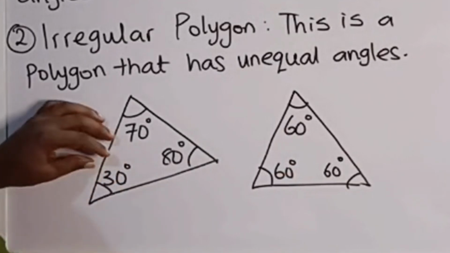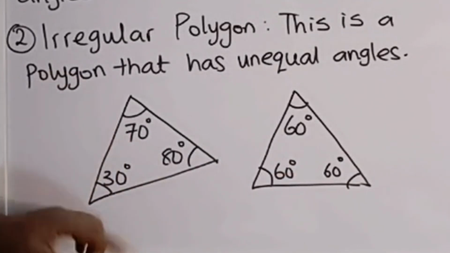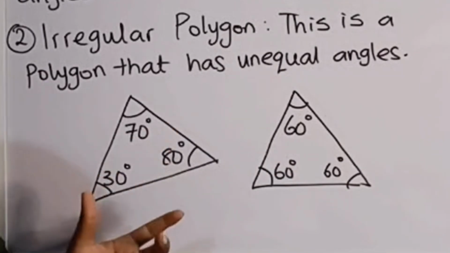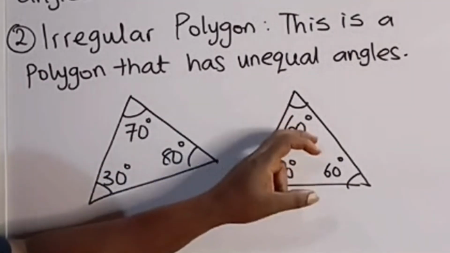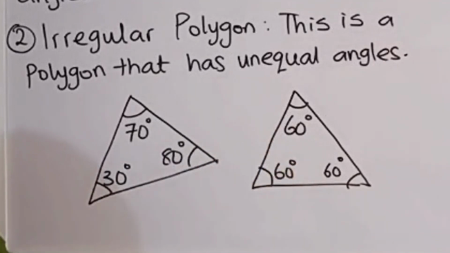But this triangle is an irregular triangle. The reason is the angles are not equal. Therefore, the sides will not be equal. This is a regular triangle because all the angles are equal. So a triangle can be a regular triangle. A triangle can be an irregular triangle. A quadrilateral can be a regular quadrilateral. A quadrilateral can also be an irregular quadrilateral.